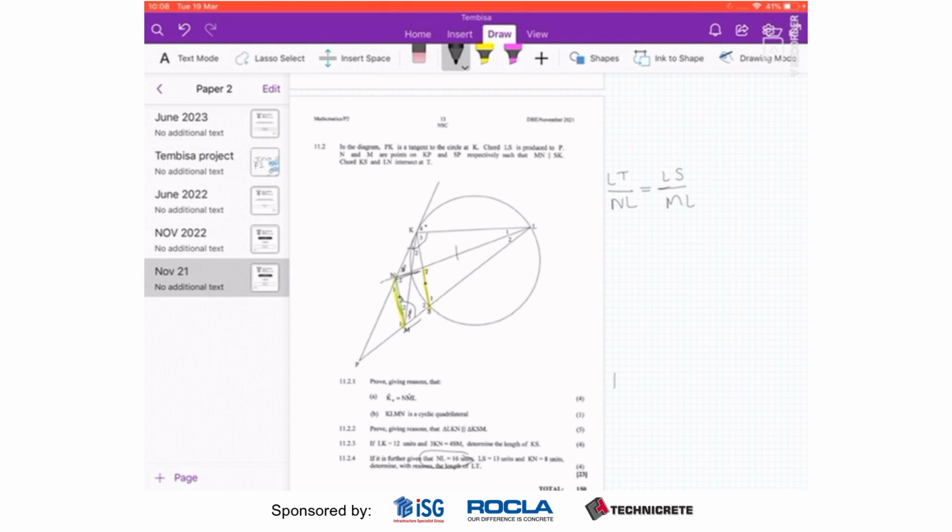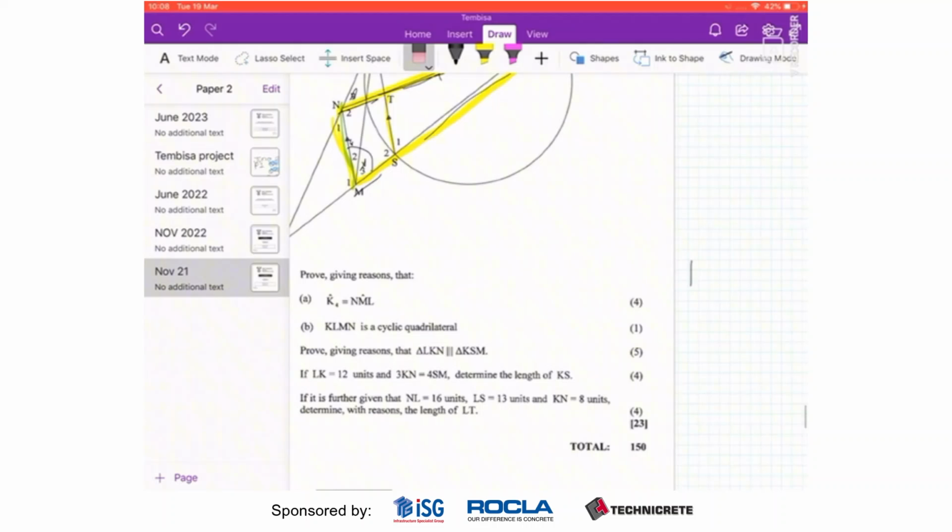Now LT is what we're finding, yes. NL is 16, they give me that. They give me LS to be 13. They don't give me ML, but they give me KN. Here's KN, which is 8 units. And we can use that to help me find SM, because here is where KM and SM are related.